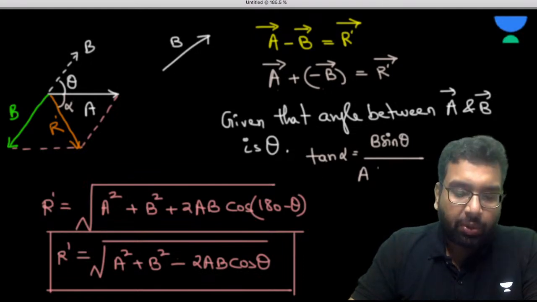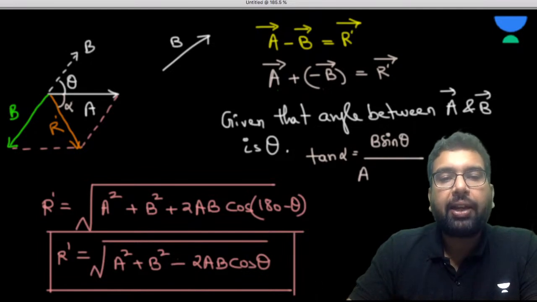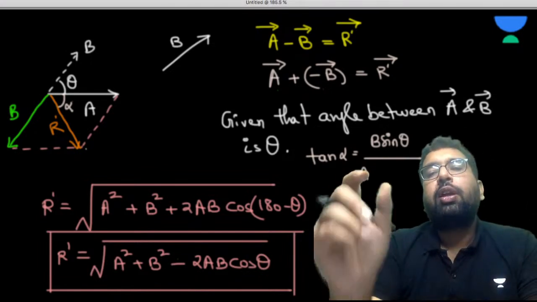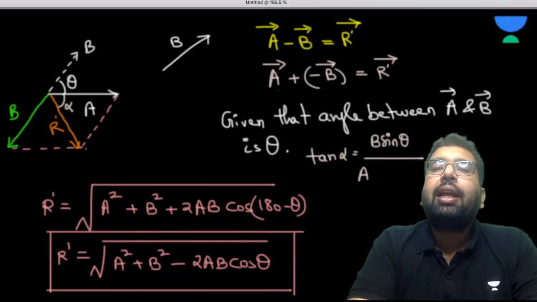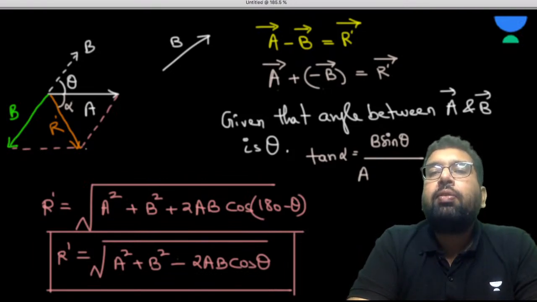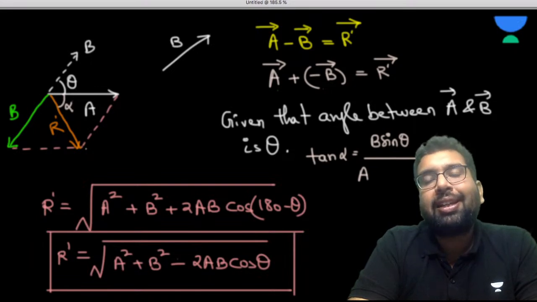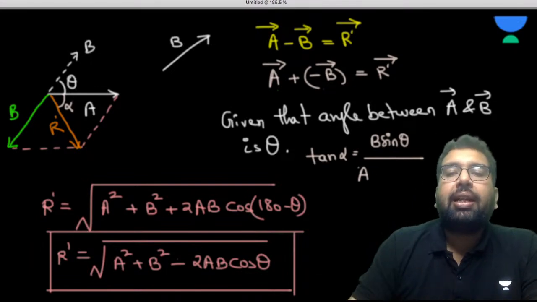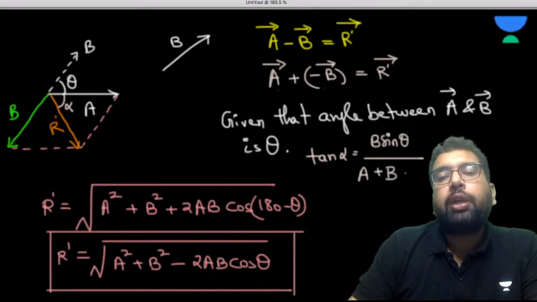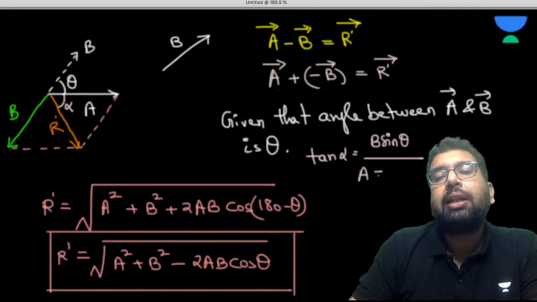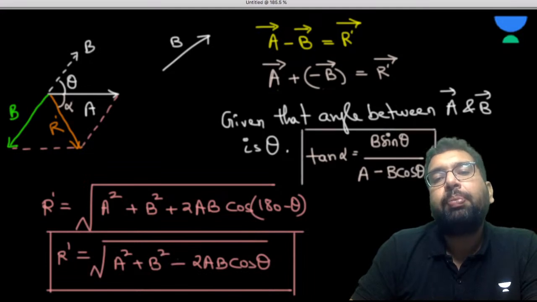I don't have much space here, so I'm writing it directly. So do you agree? When I write the angle between A and negative of B, it will be sine 180 minus theta, and sine 180 minus theta is nothing but sine theta. Now similarly, if I write A plus B cos theta, it will become cos 180 minus theta, and cos 180 minus theta is minus cos theta. So can I write it as A minus B cos theta?